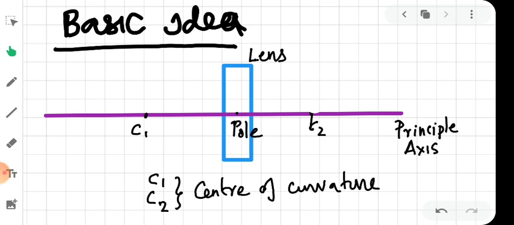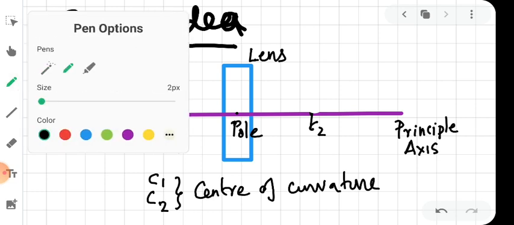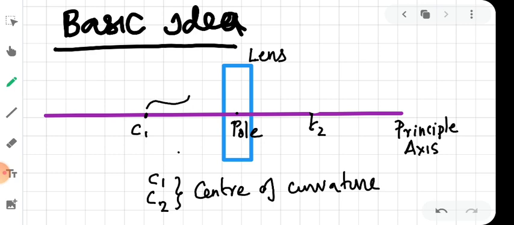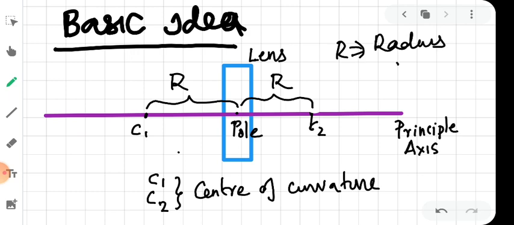Okay, so what comes next? Next comes measuring distances. The only distance right now available to you is the distance of the pole from the center of curvature. These distances are represented using r, and are known as the radius of curvature. You have seen this in the case of mirrors. So that's it, this is the basic setup.